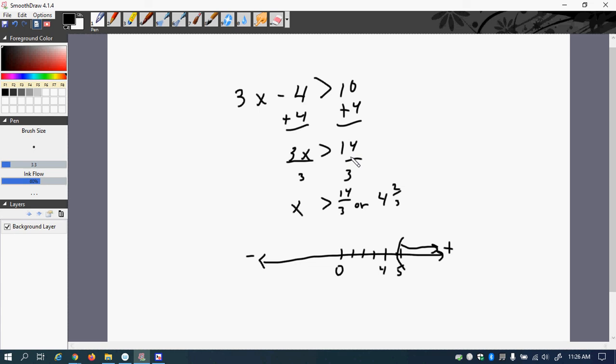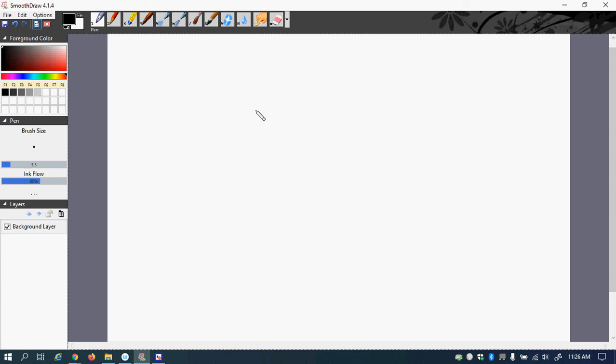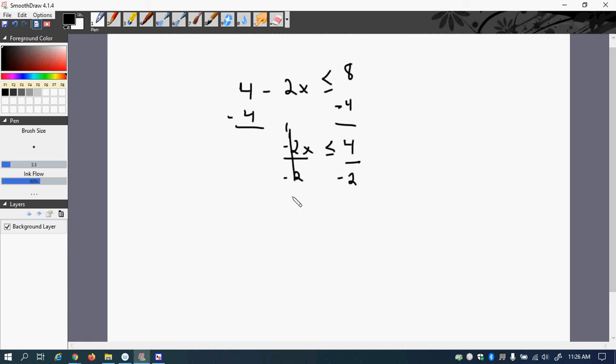Let's do one more, which has a negative for the variable. So let's say we have, I'm just going to make one up here, 4 minus 2x, and it's less than or equal to 8. Okay, so again, we'll subtract 4 from both sides. We'll get the negative 2x less than or equal to 4. We'll divide by the negative 2. And so this cancels to 1. We get x is less than or equal to negative 2. And so we think we're great.